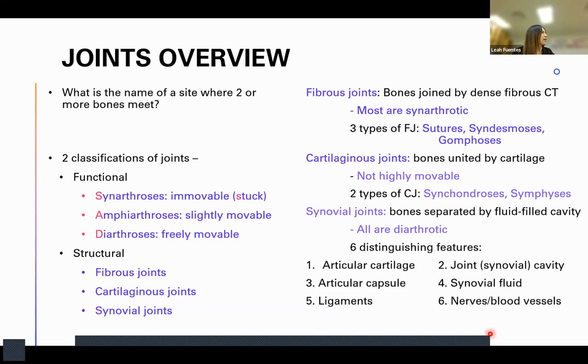Functional, this is where the acronym SAD comes in, if some of your professors have talked about it. These are the 3 types of functional joints. So synarthrotic, amphiarthrotic, and diarthrotic. Synarthrotic, these are classified as immovable or stuck. So synarthrotic, stuck. Amphiarthrotic, these are slightly movable. And then the diarthrotic are freely movable.